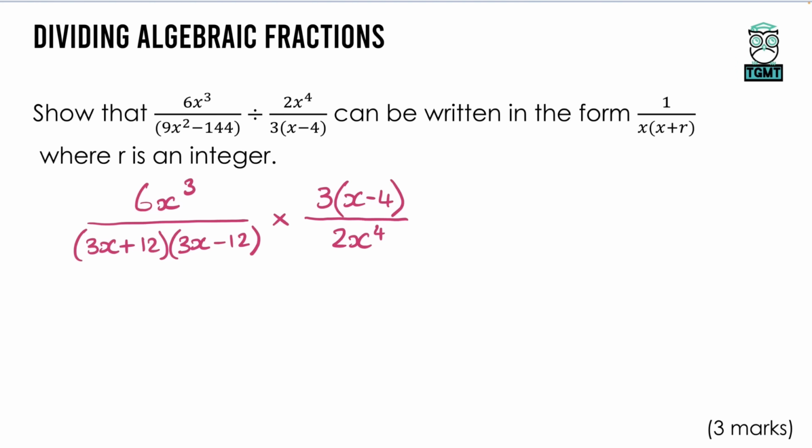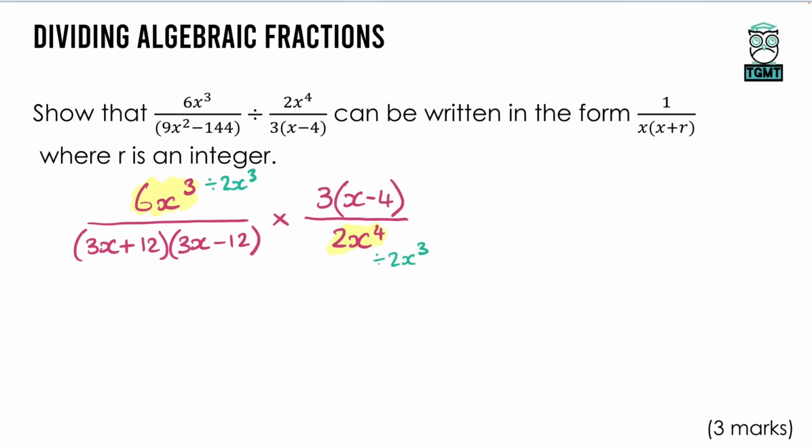So at the moment you can see that there is a 2x to the power of 4 on the bottom right and a 6x to the power of 3 on the top left. Now we can actually divide both of those by 2 and both of those by the x to the power of 3, so we can cancel those down. If you want to write that in one step, we could say divide the top here by 2x to the power of 3, and we'll divide the bottom here by 2x to the power of 3.